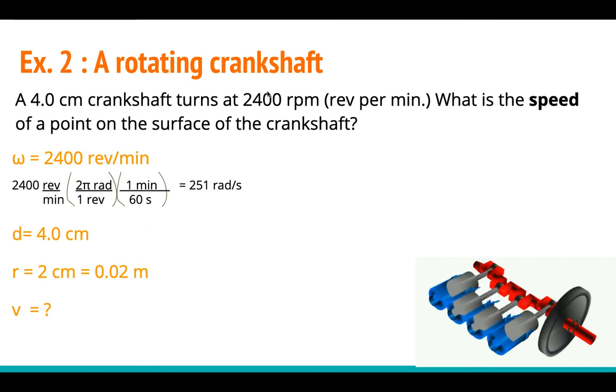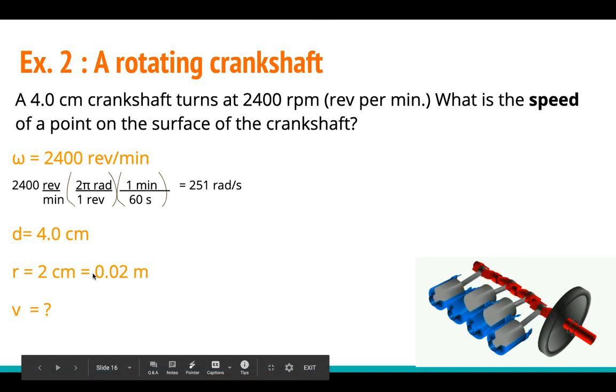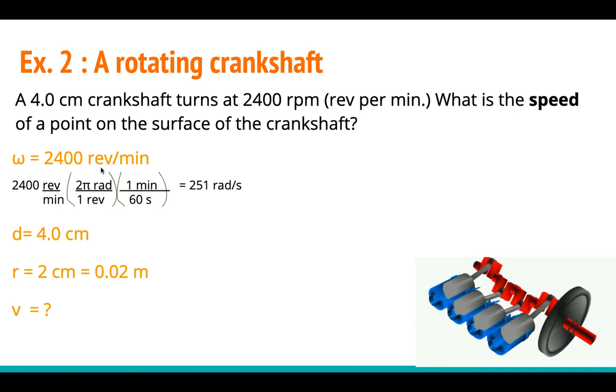We're told that the rate of rotation, omega, our angular velocity, is 2,400 revolutions per minute. We want the speed, the tangential velocity, of a point on the surface of the crankshaft. So we're looking for our velocity, we know our radius, and we're given omega in revolutions per minute. We know that omega needs to be measured in radians per second. So the first thing we need to do here is convert.